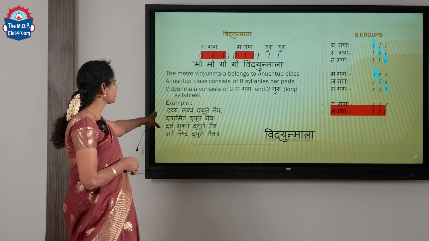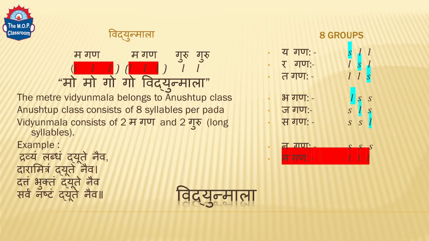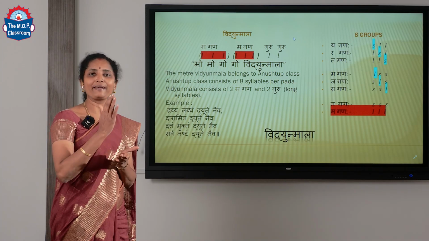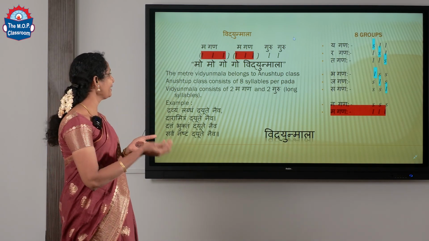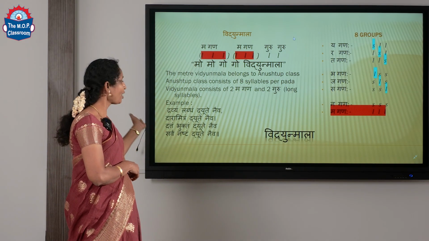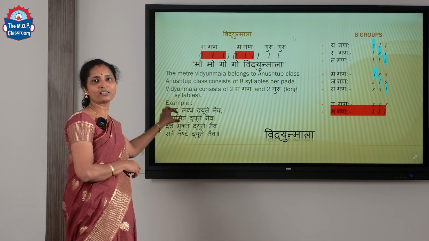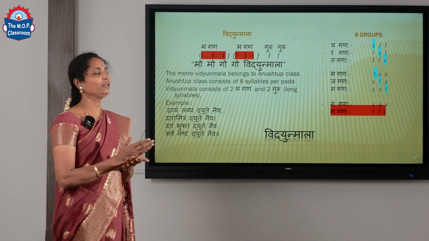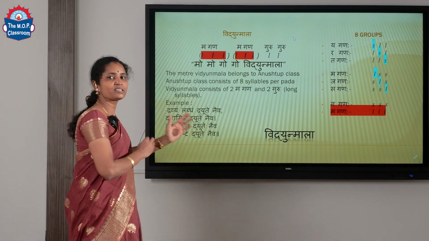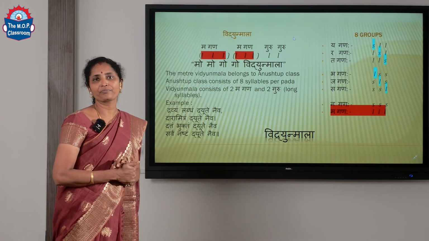So if you see this, Dravyam labdham dyutenaiva, Daramitram dyutenaiva, Dattam bhuktam dyutenaiva, Sarvam nashtam dyutenaiva. So now I am leaving this to you. What you will do? You will separate this shloka into every syllable, 8 syllables, and then you have to mark it and find out what are the groups in this particular verse, and then you have to see whether this definition is illustrated here.